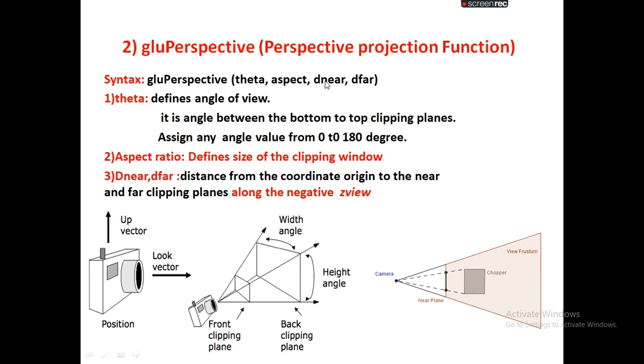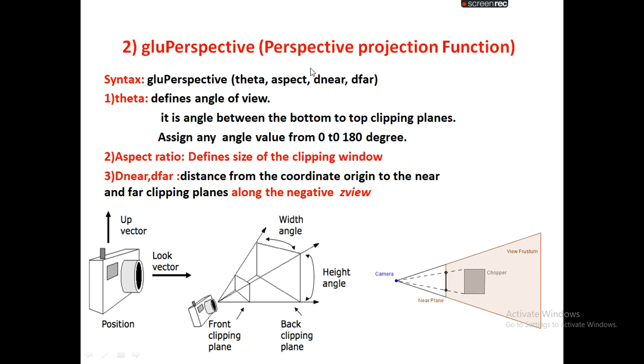And we know what d near and d far are. D near is the distance from the projection reference point to the view plane. D far is the distance from the projection reference point to the far clipping plane.